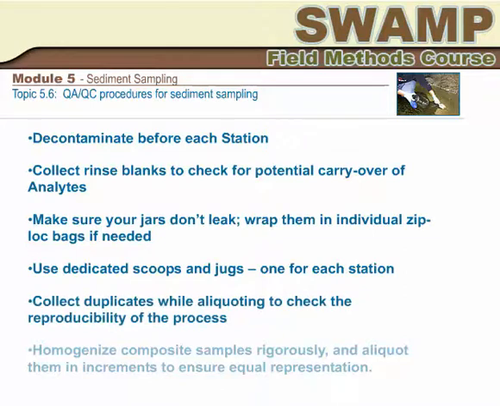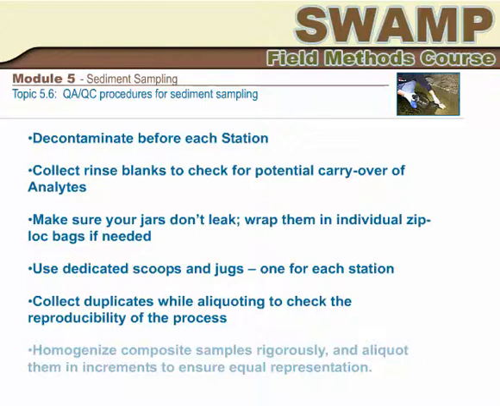Field duplicates are collected using the same sampling techniques except for an increased volume of the sediment sample. If possible, collect enough sediment into the homogenizing jug to properly fill enough sample jars for the sample station and the sample duplicate. Duplicates, except for toxicity, are currently submitted at a rate of 5% per sample event.